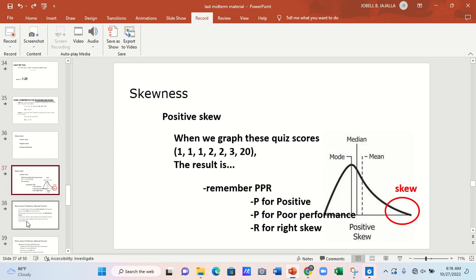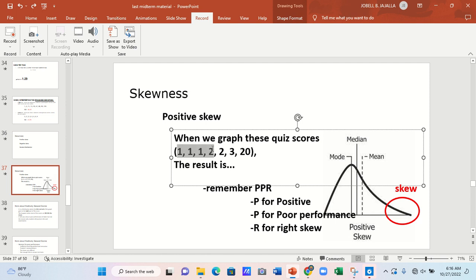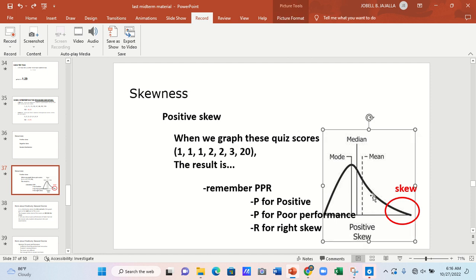Okay? So sa positive skew, imagine that kung ato ni na graph 1, 1, 1, 2, 2, 2, 3, 20. Okay? So kung 20 points ni siya na quiz, then ni ang mga scores sa students. So kung ingani ang scores na makuha nato sa usa ka quiz, then the graphical representation for that is like this. Okay? So, ang tawag ani na graphical representation, this is what we call positive skew, or ang mga scores are called positively skewed scores.